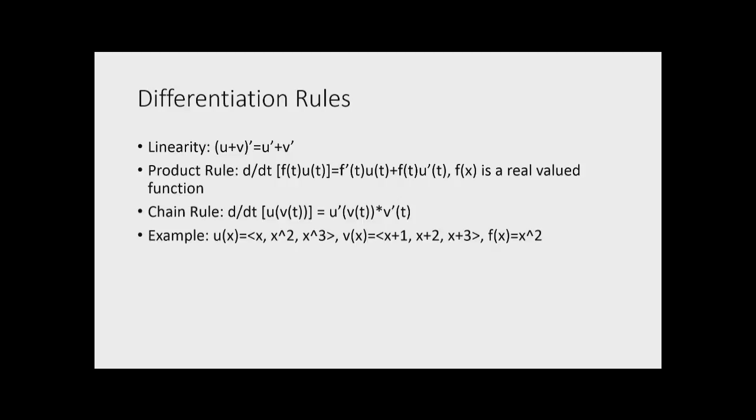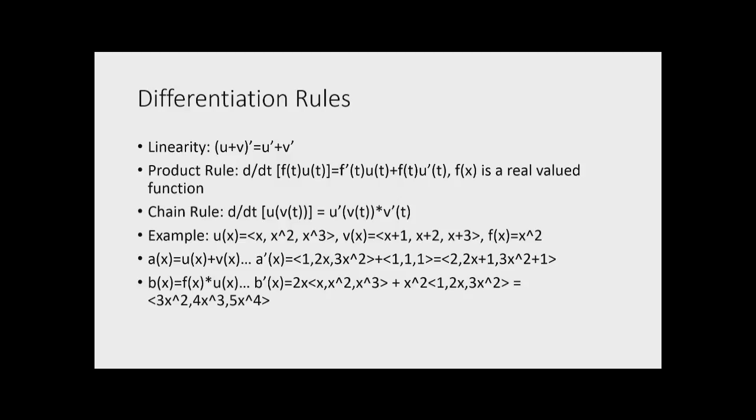Let's do an example. We have u of x equals x comma x squared comma x cubed, and v of x is x plus 1 comma x plus 2 comma x plus 3. We have f of x equals x squared. If a of x equals u of x plus v of x, then a prime of x, using the linearity rule, is 2 comma 2x plus 1 comma 3x squared plus 1.